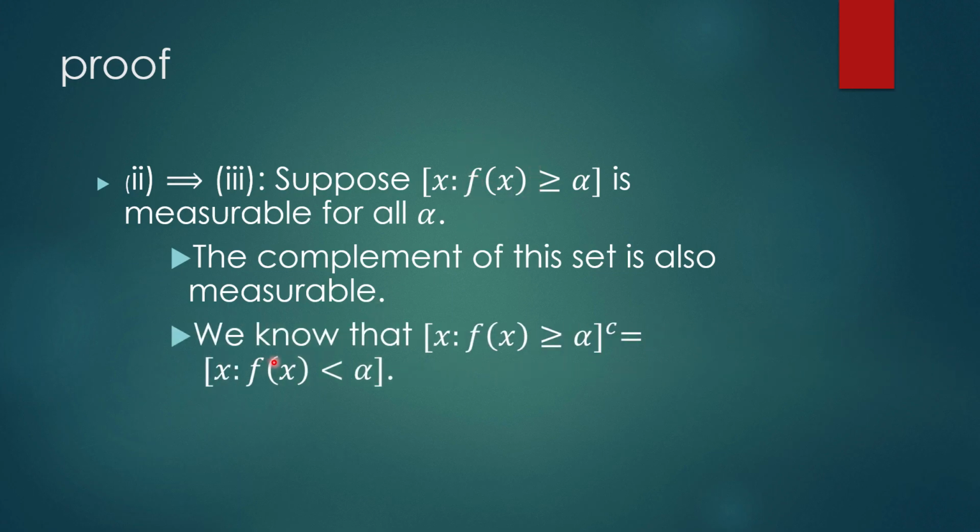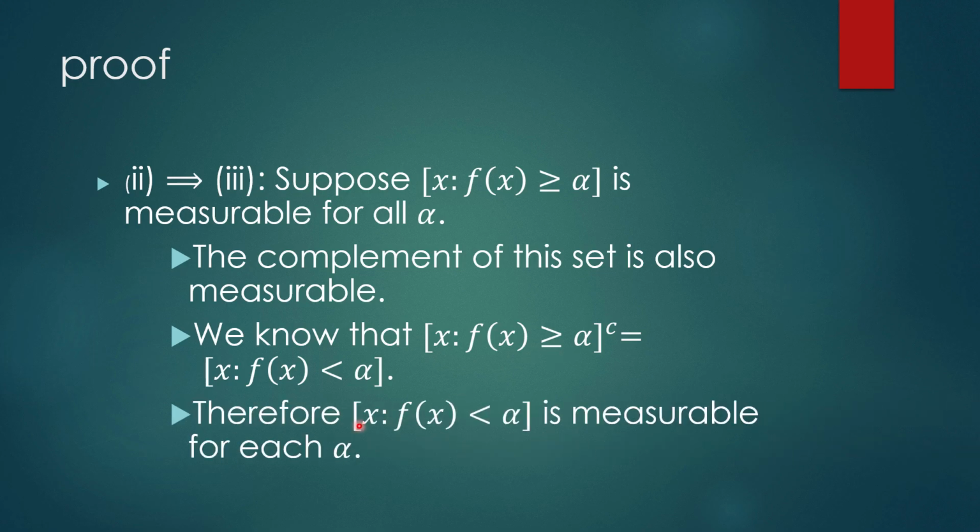So we know that the complement of x such that f of x is greater than or equal to alpha is exactly equal to x such that f of x is strictly less than alpha. All right. So since this set is measurable, its complement is also measurable. That is, this set is measurable. All right. So this is measurable.